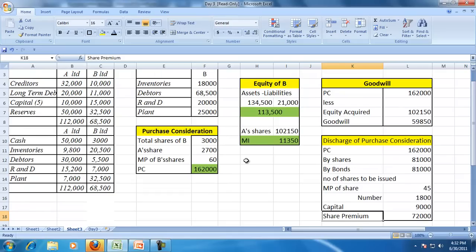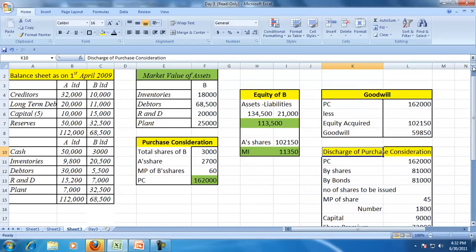This information, purchase consideration, equity, minority interest, goodwill, and the corresponding effect of the discharge, will be taken into account while preparing the consolidated balance sheet.